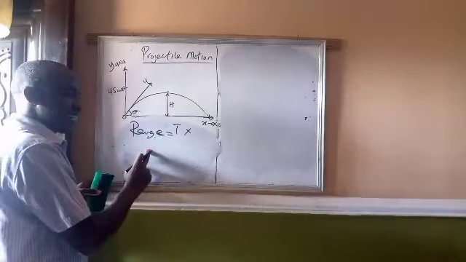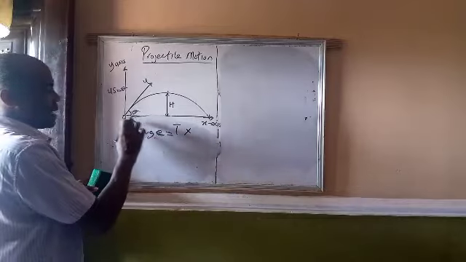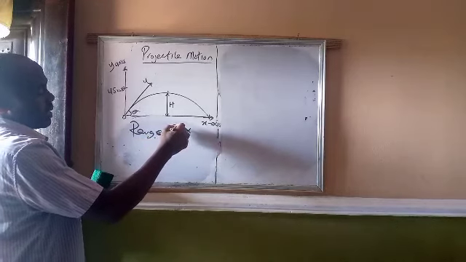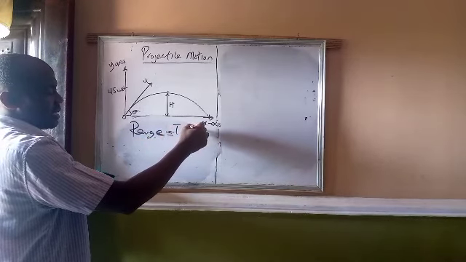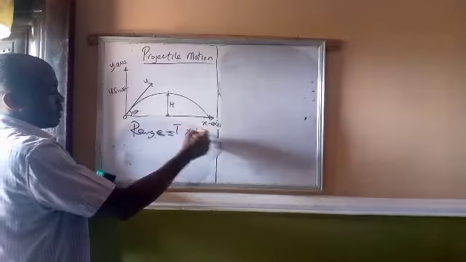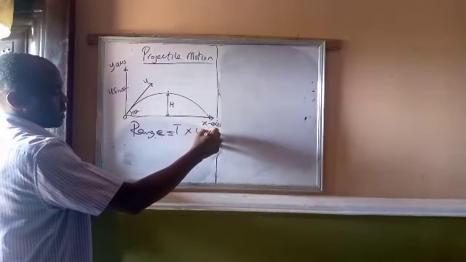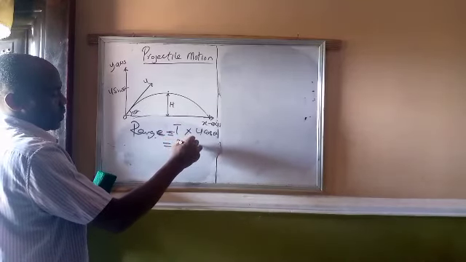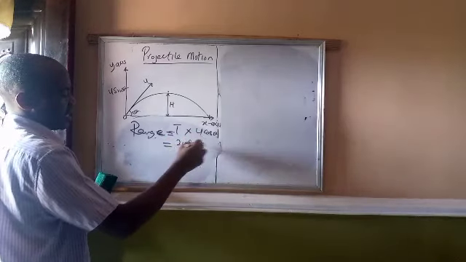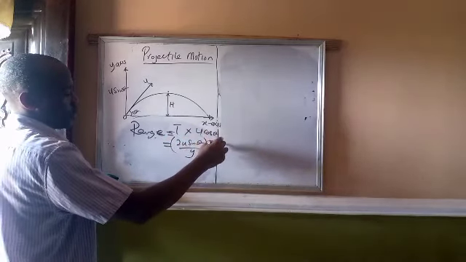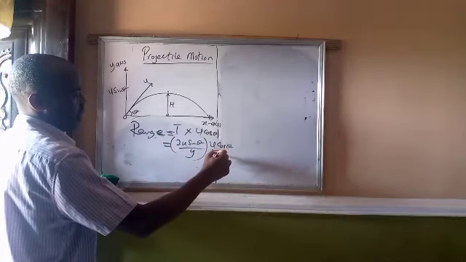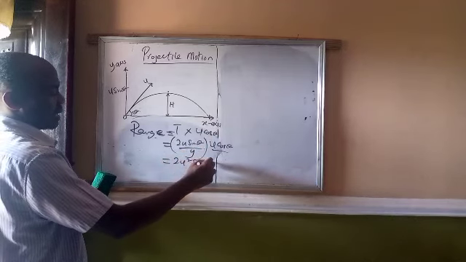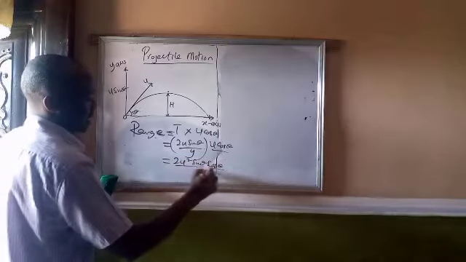Is that okay? Distance equals velocity times time. So we are looking at the horizontal distance. So range equals time times the component of u along the horizontal, which is u cos theta. And our time of flight is 2u sine theta over g, multiplied by u cos theta. So that gives us 2u squared sine theta cos theta divided by g.